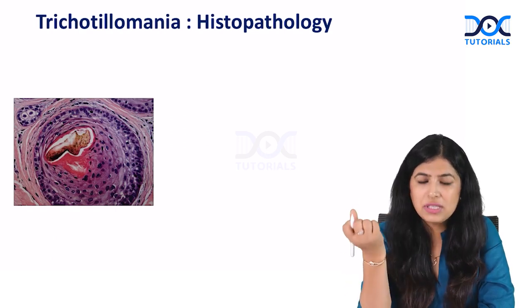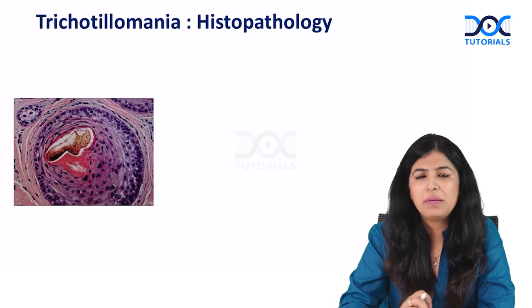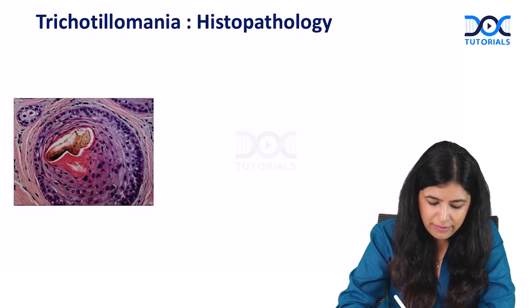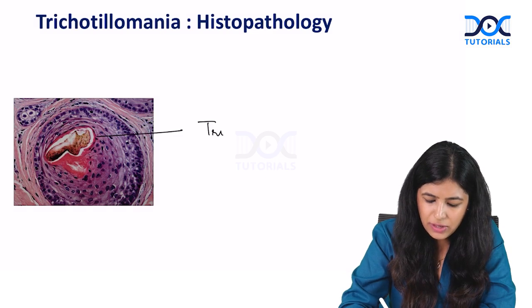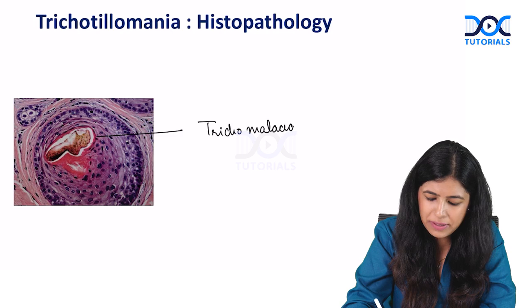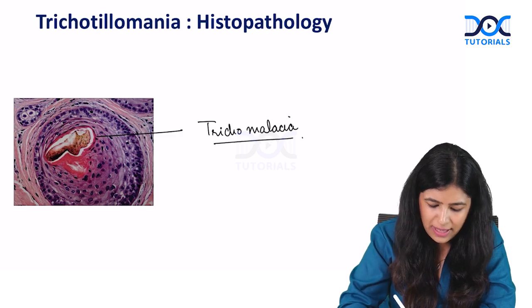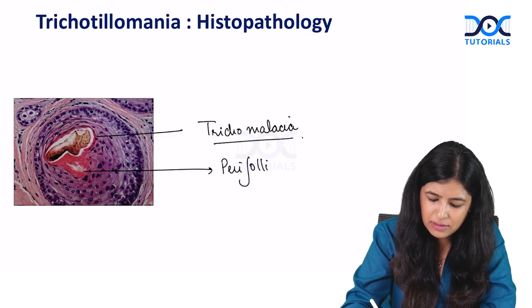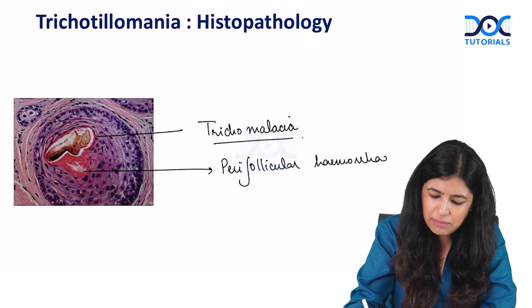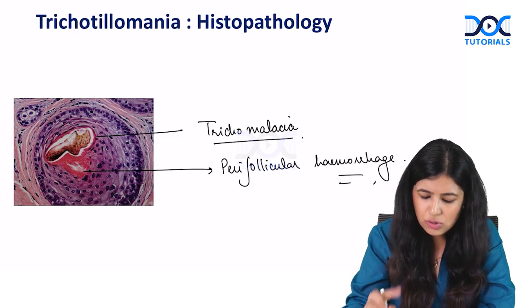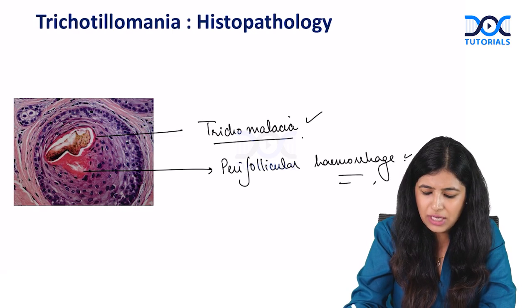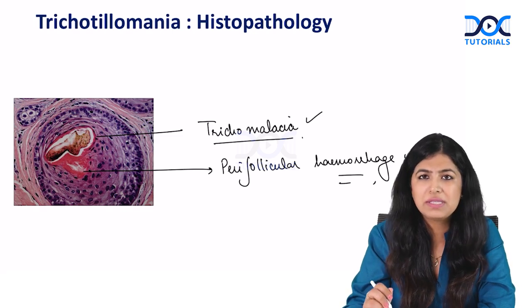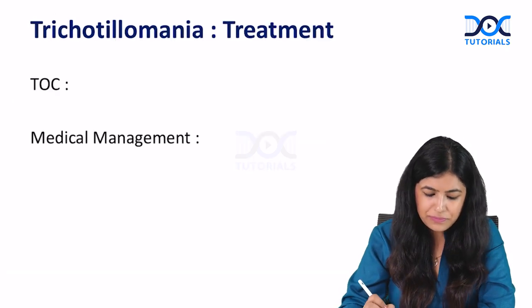Then when the histopathology is done, you see that there is evidence of hair follicle damage. There may be fractures in the hair shafts. There may be irregular distorted hair shafts, also called trichomalacia. So whenever there is damage to the hair shaft, it is called trichomalacia. And around the hair shaft, you see hemorrhage. On the surface also, it is seen as perifollicular hemorrhage. So on histopathology, trichomalacia and perifollicular hemorrhages may be seen.